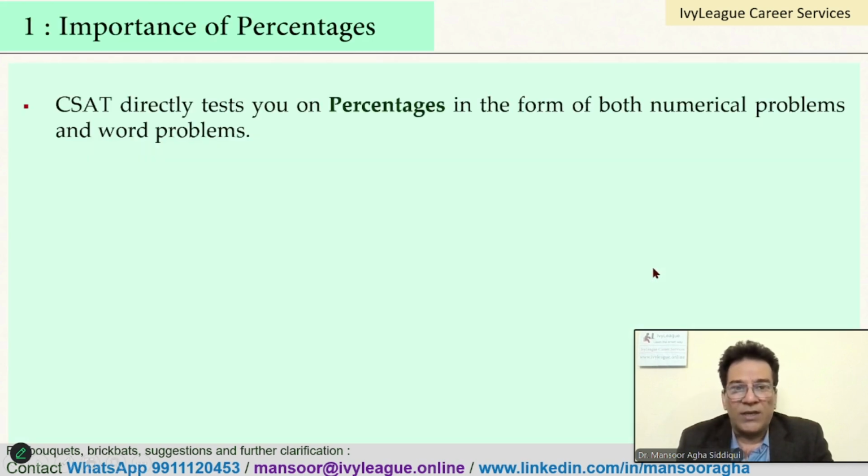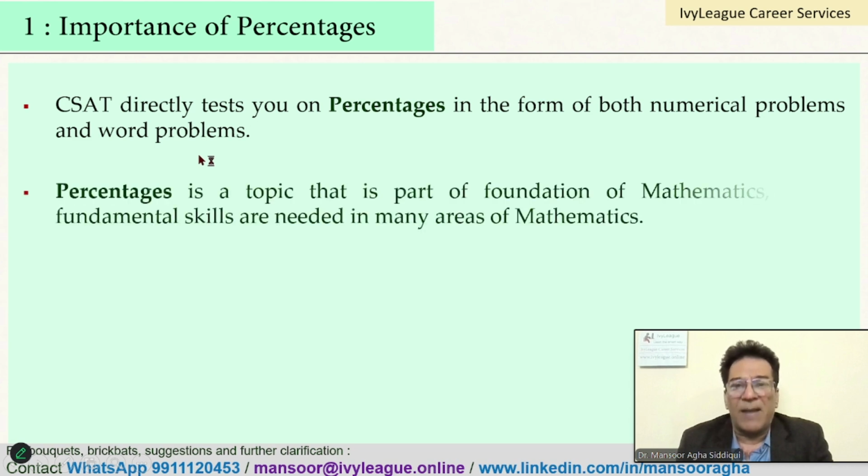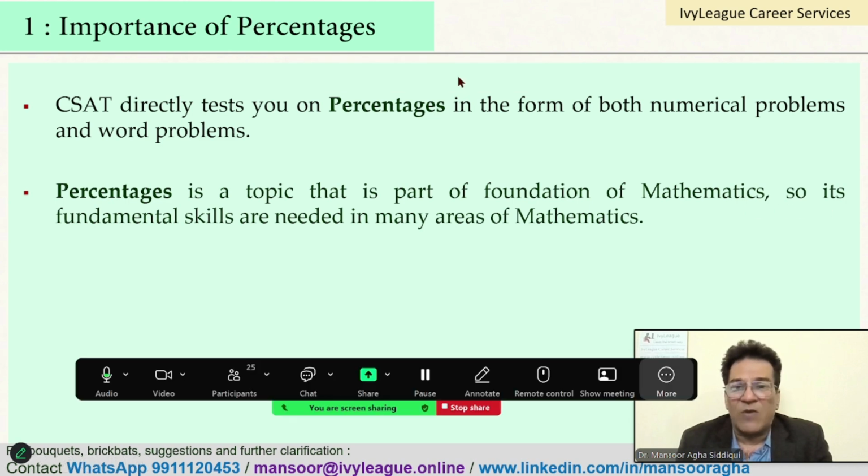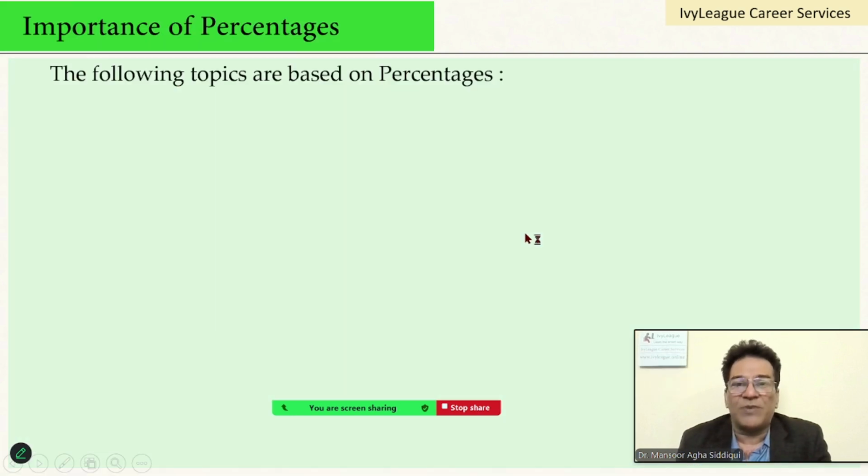So, let's start. If I look at the whole paper of CSAT, then CSAT will test you on percentages directly in the form of numerical problems and word problems. Apart from that, percentage is a topic which is part of the foundation of mathematics. So its fundamental skills are required in many areas of mathematics, many areas of your basic numeracy.